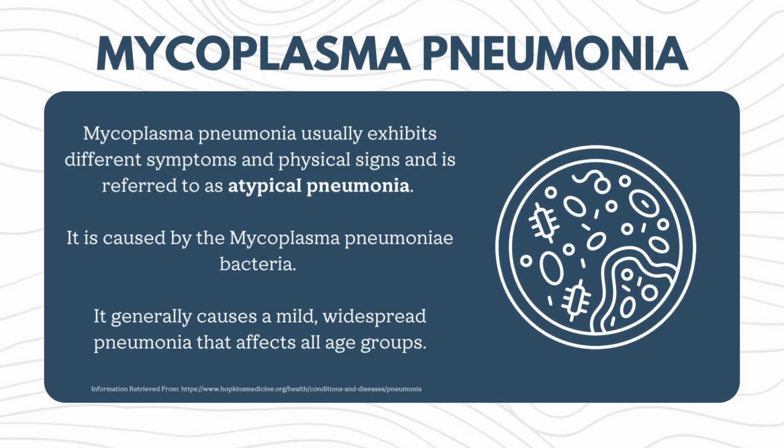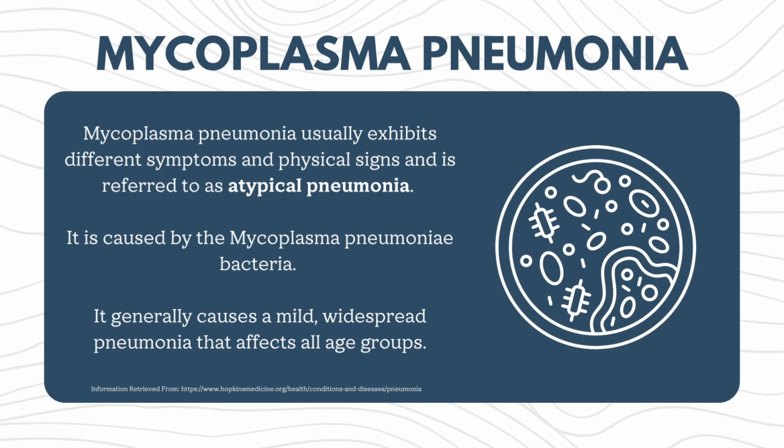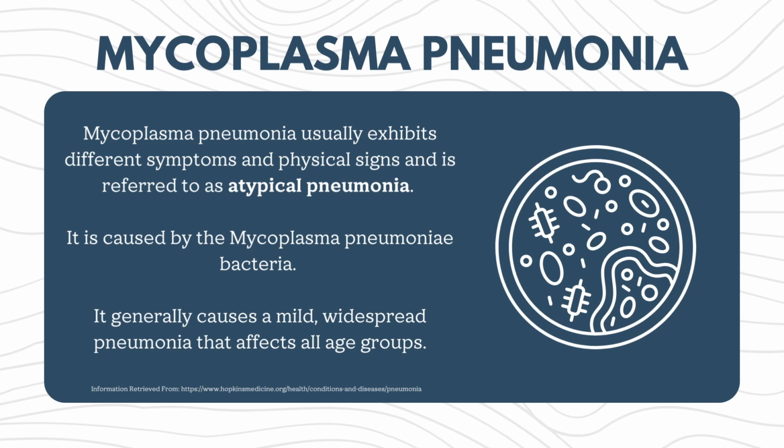Next, we have mycoplasma pneumonia, which usually exhibits different symptoms and physical signs and is referred to as atypical pneumonia. However, it is estimated that there are about 2 million cases of this type of pneumonia each year throughout the United States. And this is caused by the Mycoplasma pneumoniae bacteria. And this can cause a relatively mild type of pneumonia that can affect all age groups.